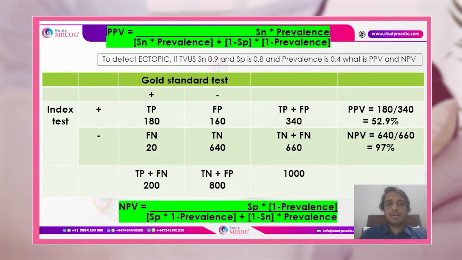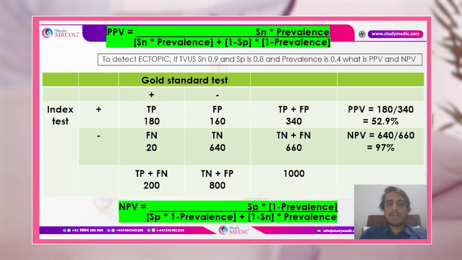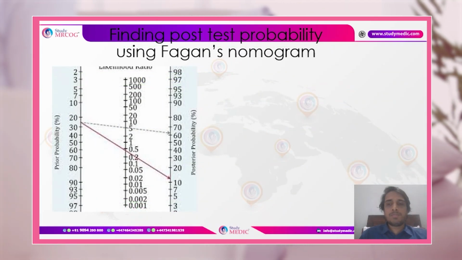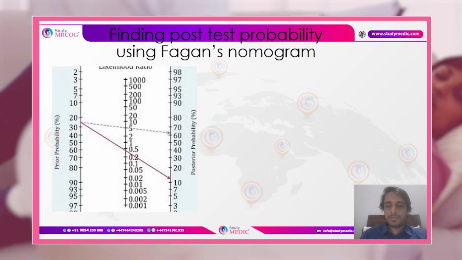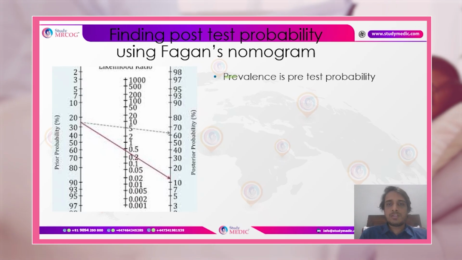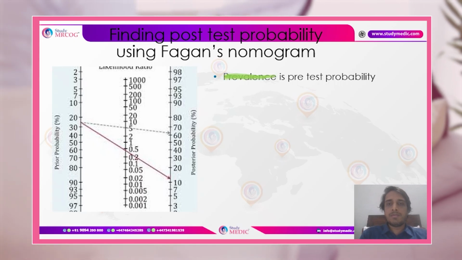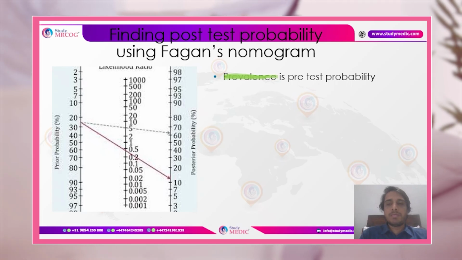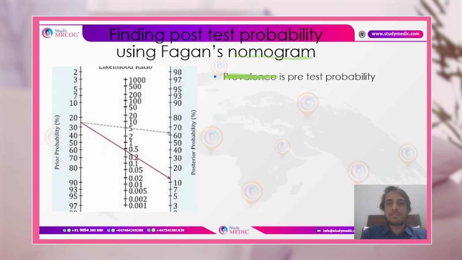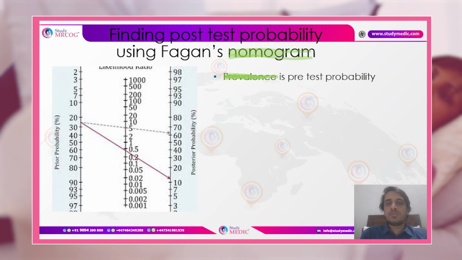Now we will see how to calculate the post-test probability. Now what is the post-test probability? We know that pre-test probability is nothing but prevalence. Now using pre-test probability, how do we calculate the post-test probability? We can use some nomograms. The nomogram used here is the Fagan's nomogram.